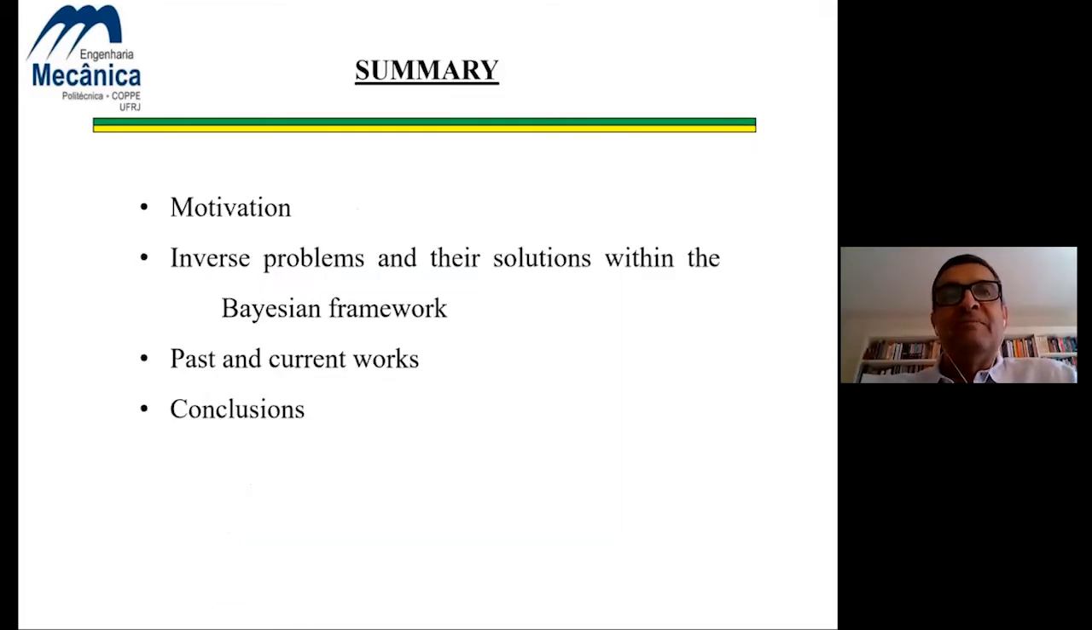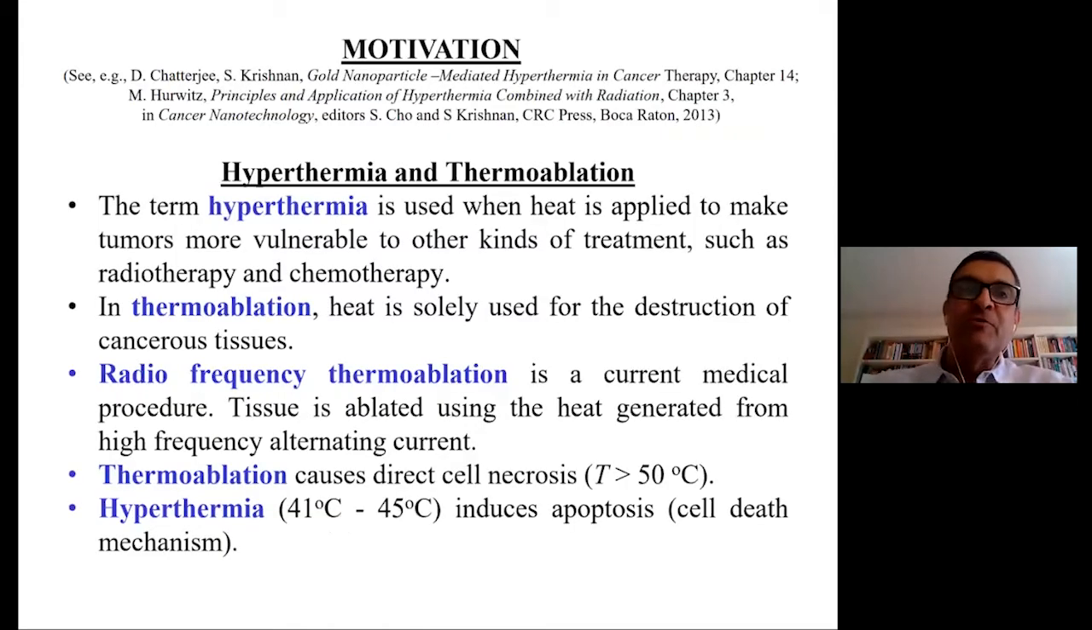This is the summary of my presentation. I'm going to talk about the motivation for this research, which includes the solution of inverse heat transfer problems within the Bayesian framework of statistics. Then I will present some of my past and current works related to the thermal treatment of cancer, and eventually present some conclusions. As you can imagine from the title of the seminar, the main motivation for this research has been the thermal treatment of cancer.